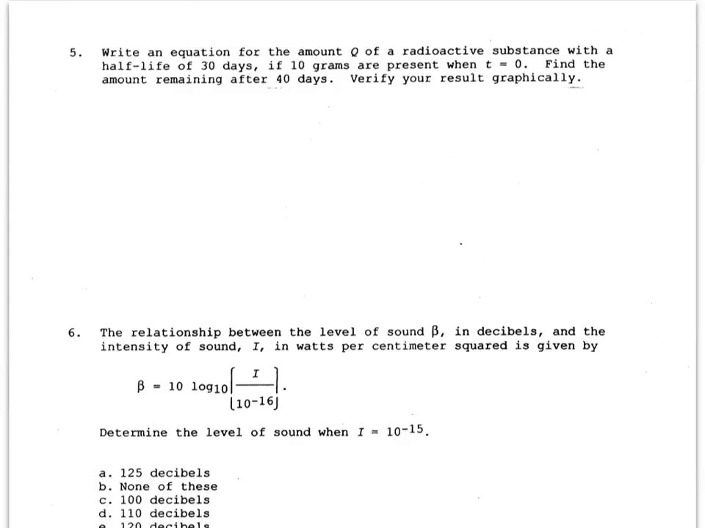Number 5 is a half-life question. So we want to write the equation for the amount of radioactive substance with a half-life of 30 days. If 10 grams are present when t equals 0, we want to find the remaining amount after 40 days. So we know that we start off with 10 grams, and we're going to use the equation y equals ae to the bx. So we start off with 10 grams.